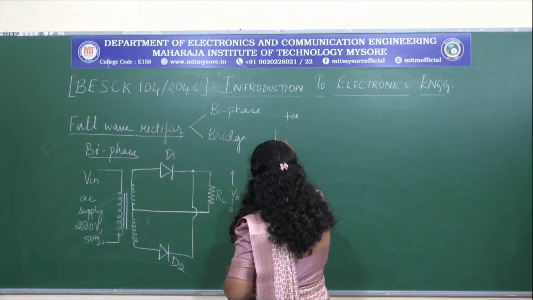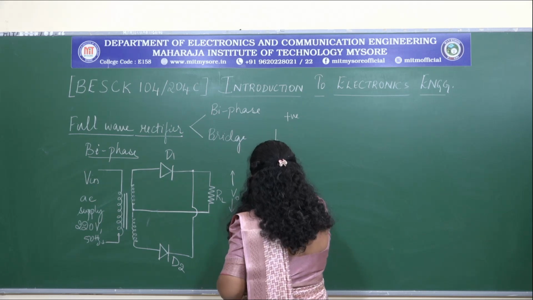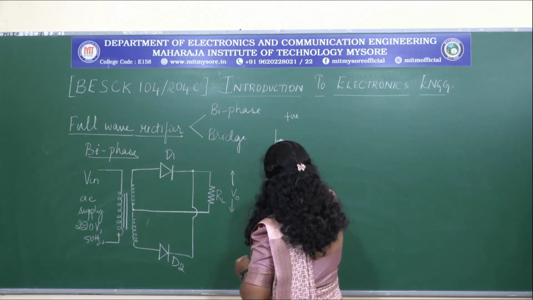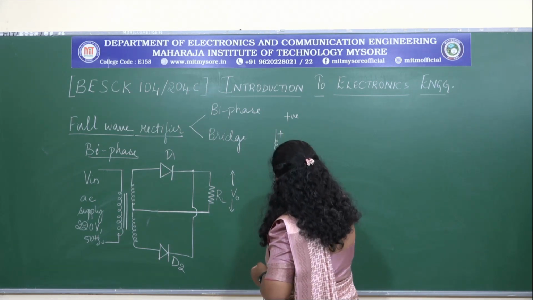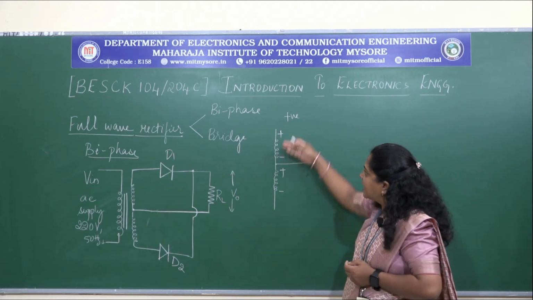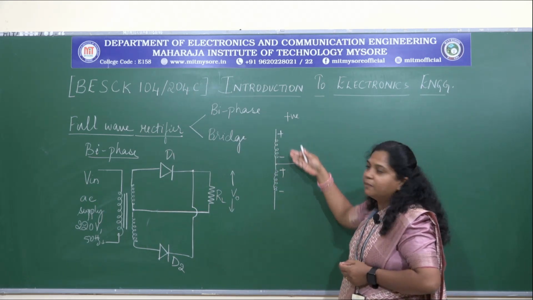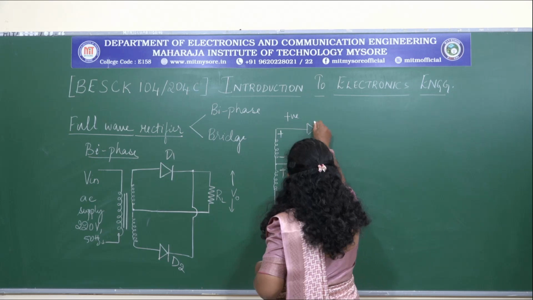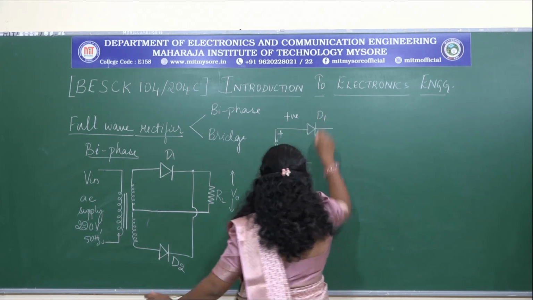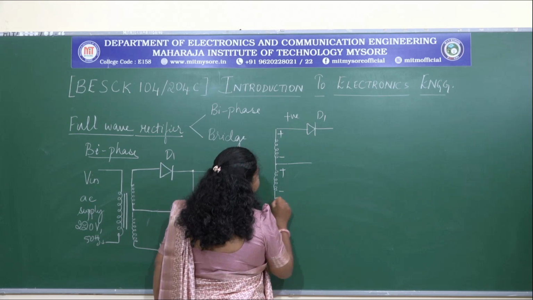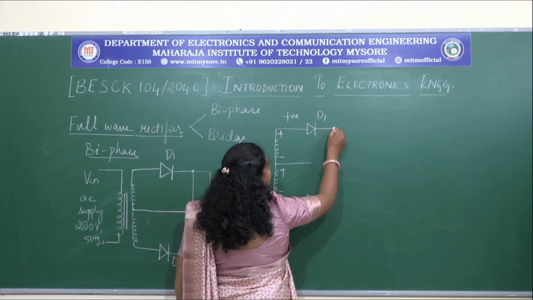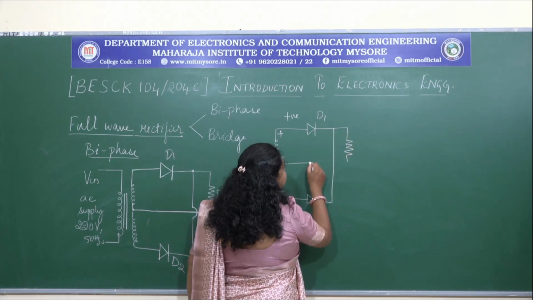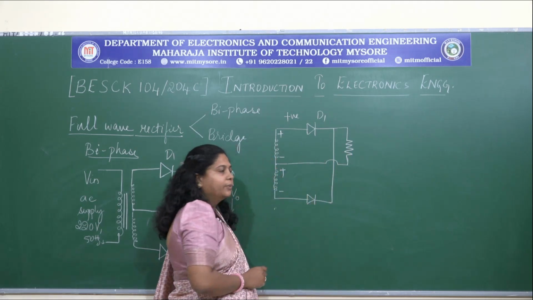I will draw it from the secondary side. The 2 windings have been tapped, and here, during the positive half cycle, this is how the voltage will be in the form of its sign: positive, negative, positive, negative. This will be connected to the diode here. This is the diode D1, and here we have the diode D2. These two are connected to a load resistance, and this is again connected to the load resistance.